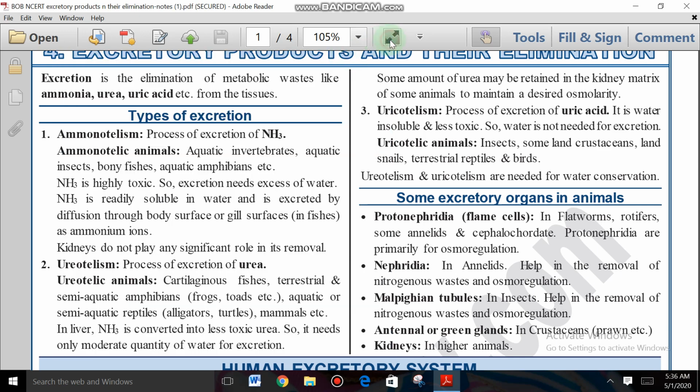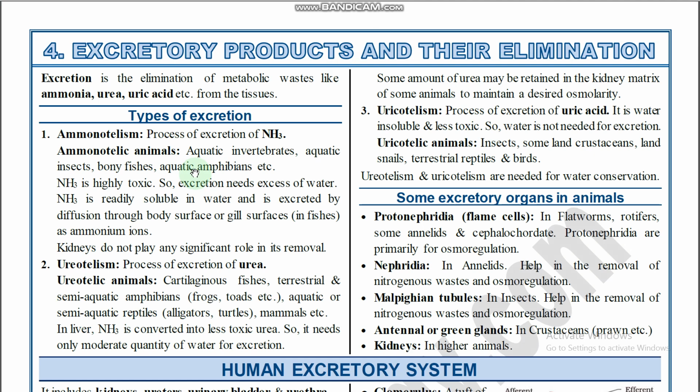Okay, right. Next chapter, excretory products and their elimination. Excretion is the elimination of metabolic wastes like ammonia, urea and uric acid, all nitrogen compounds, from the tissues. Types of excretion: ammonotelism, ureotelism and uricotelism. Ammonotelism is removal of ammonia, ureotelism is removal of urea, and uricotelism is removal of uric acid, right.